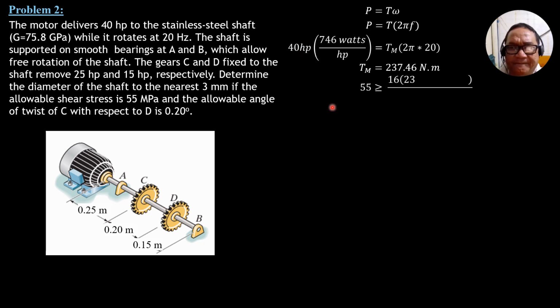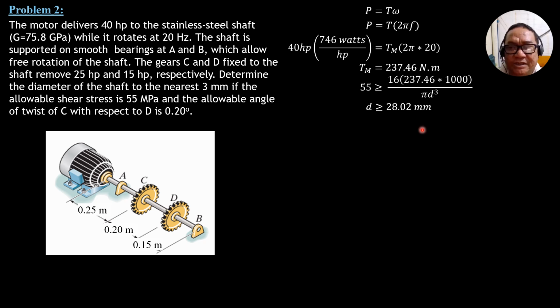Then at C, just replace this by 25. By the way, the allowable shear stress is 55 megapascals, and this is equated because this is the maximum torque. So 55 should be greater or equal to 16 torque over pi diameter cubed. So that's the formula. And this is the torque converted to Newton mm, then pi diameter cubed. So the diameter should be greater or equal to, this is in mm, 28.02 mm.